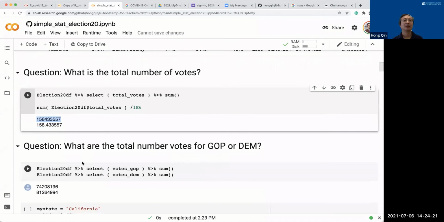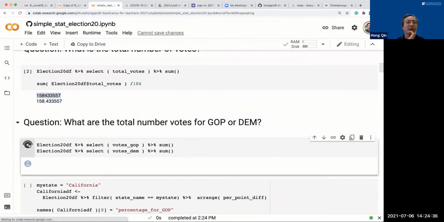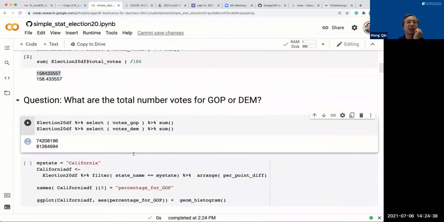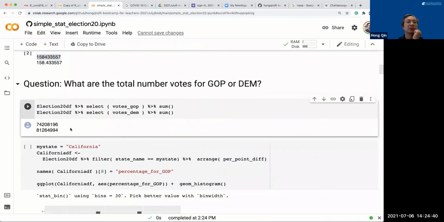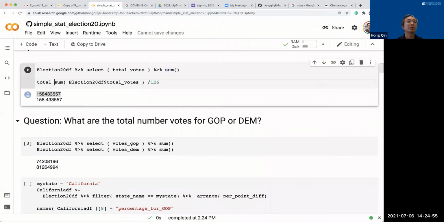Yes. Okay. And then we can ask, what's the percentage of GOP? What's the percentage of DEM? Since we know the total, we just divide the votes of GOP and votes of DEM by the total vote. We can divide by that. Let's say total.